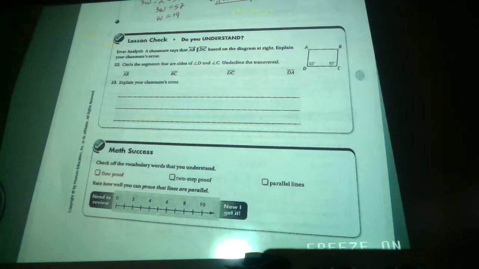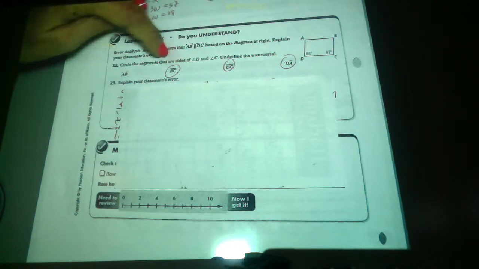All right, so I actually wrote a long explanation to number 23. You might have written a shorter one, it just depends. I want to make sure I got my point across. So for 22, those are the three sides. It says circle the segments that are sides of angle D and C. I don't know if they meant the lines that were crossed by the transversal or the sides of the angles themselves. It's kind of a fuzzy question. So these are the three sides of the angles themselves.